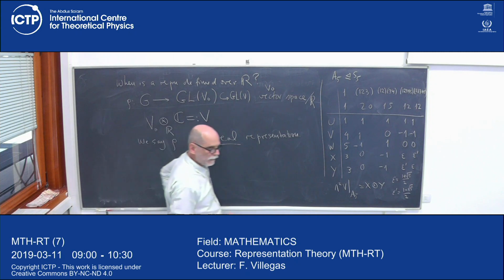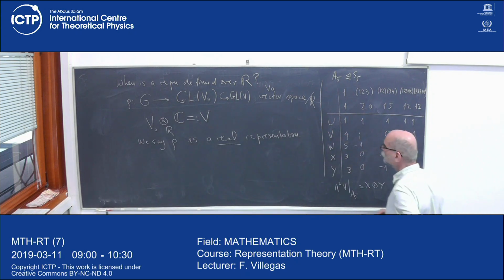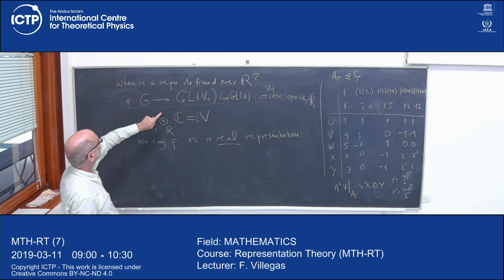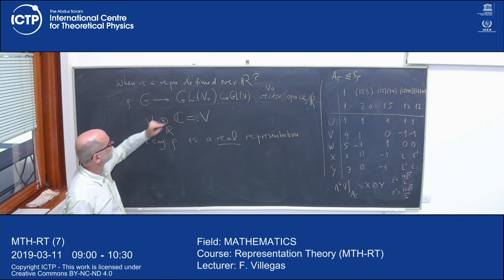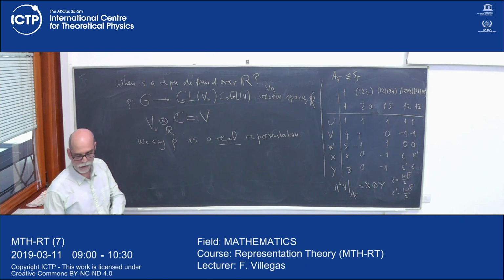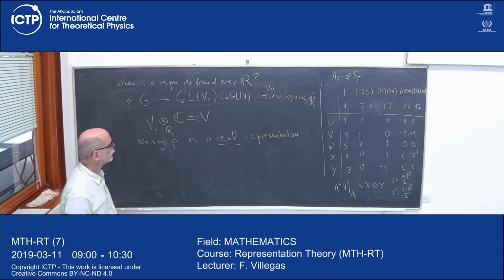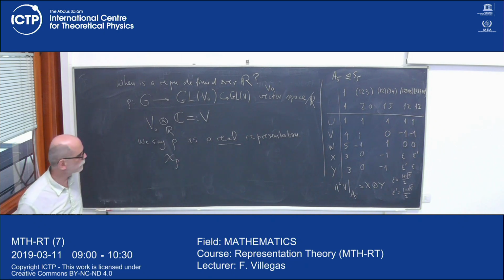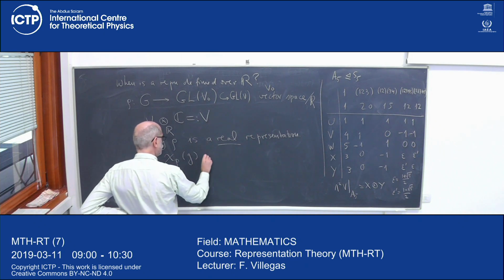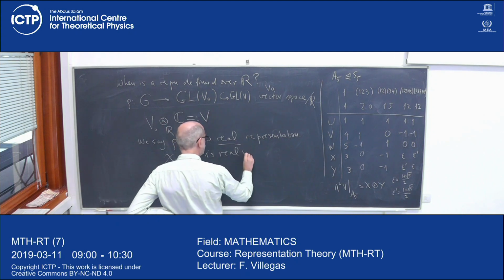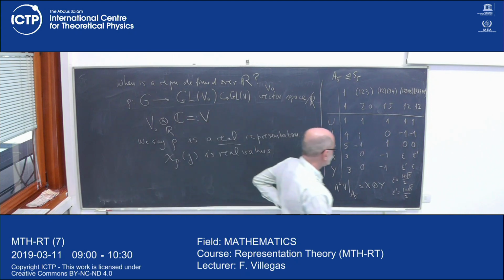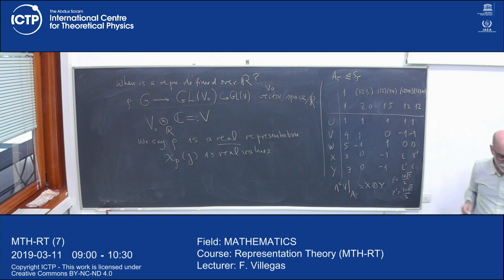Now, if the representation is real, then that means that rho maps, if you pick a basis of V0, to matrices that have real entries, and therefore its character, which is the trace, has real values. So for example here, these two representations, these epsilons are not rational, but they're real numbers.